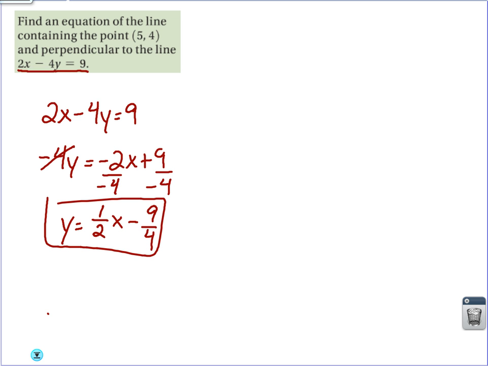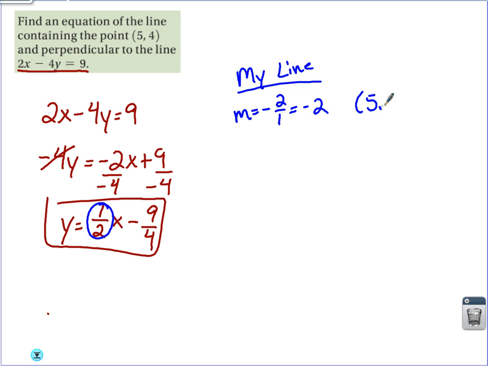I want my line to be perpendicular to the given line. The given line has a slope of positive 1/2, so my line will have a slope of -2/1, or simply -2. Because again, perpendicular lines have opposite reciprocal slopes. So my slope is -2, and I want it to pass through the point 5, 4. And since we did slope-intercept on the last one, we'll use point slope on this one.